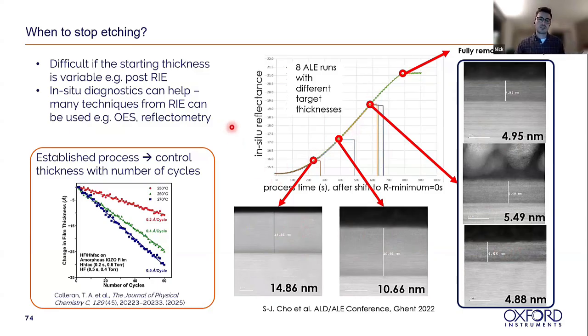And this is great because it's kind of independent of the starting thickness of the film. So say you had some non-uniformity in the thickness of the material that you received, you would still be able to accurately stop with 5 nanometers left over.